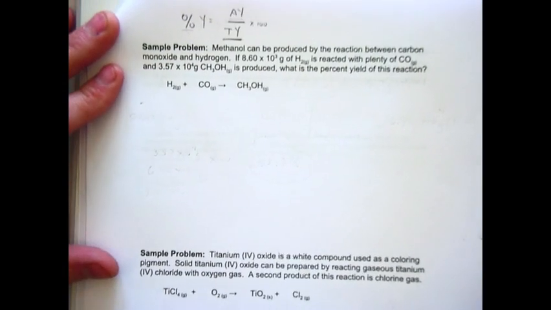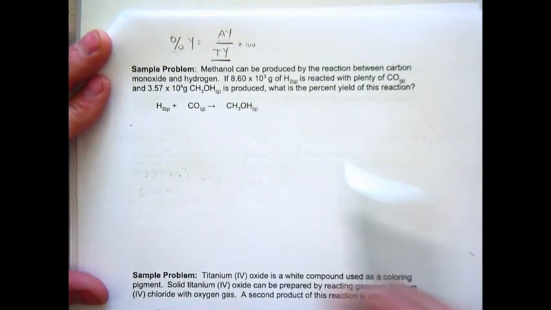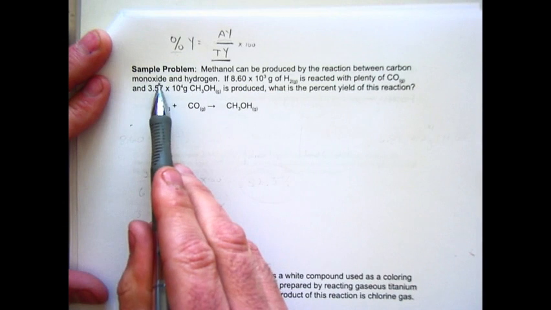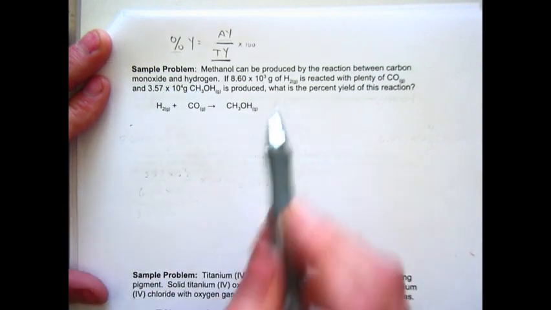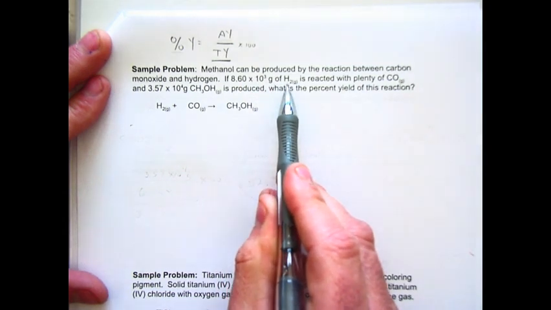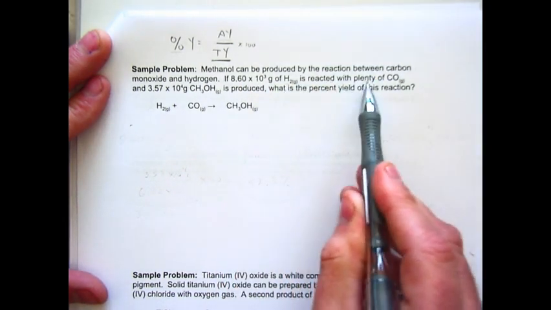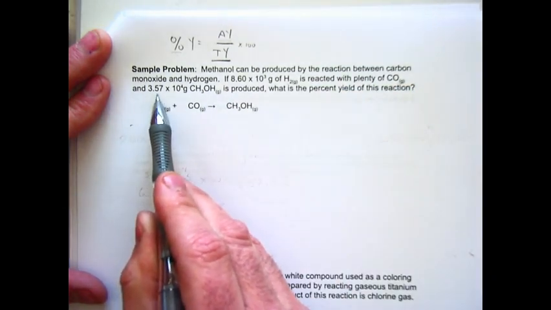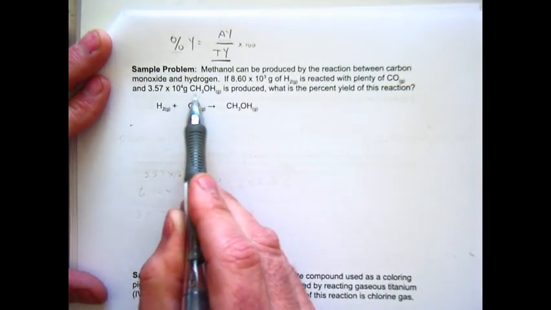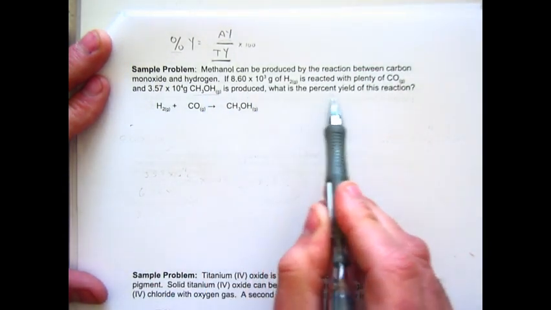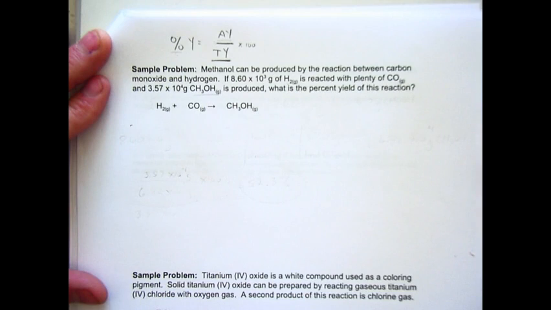So, in our first problem, it reads, methanol can be produced by the reaction between carbon monoxide and hydrogen. If 8.60 times 10 to the third grams of hydrogen is reacted with plenty of carbon monoxide, and 3.57 times 10 to the fourth grams of methanol is produced, what is the percent yield of this reaction?